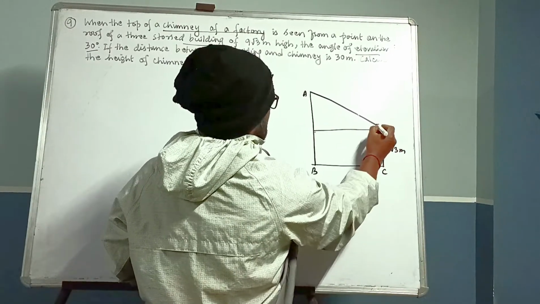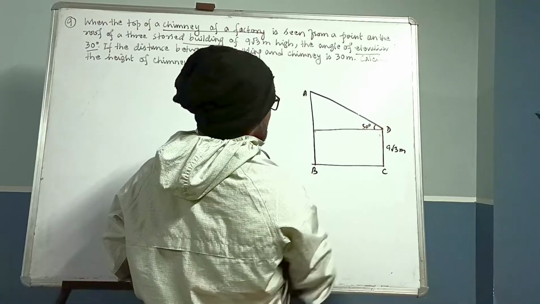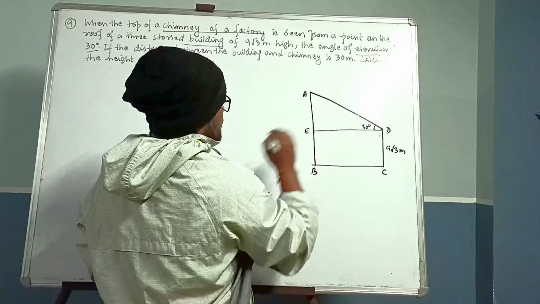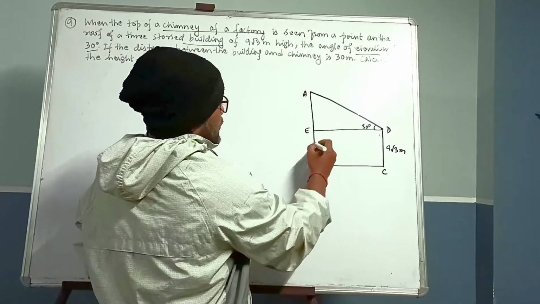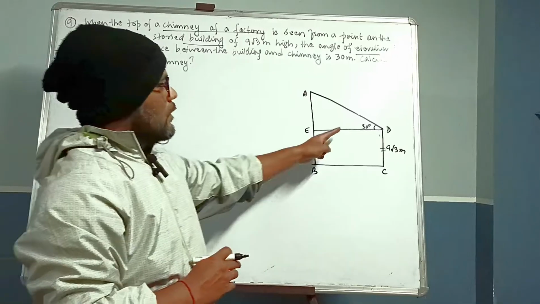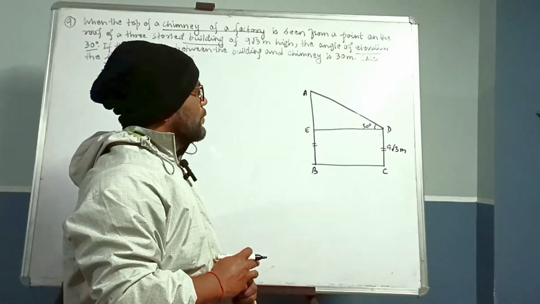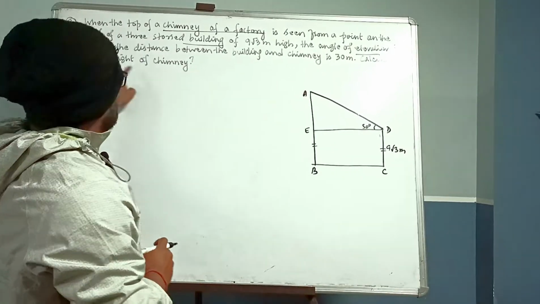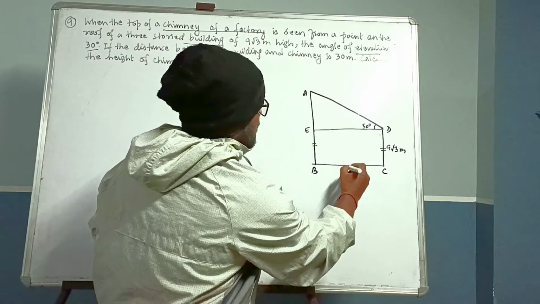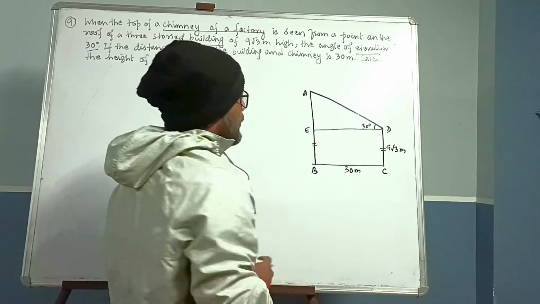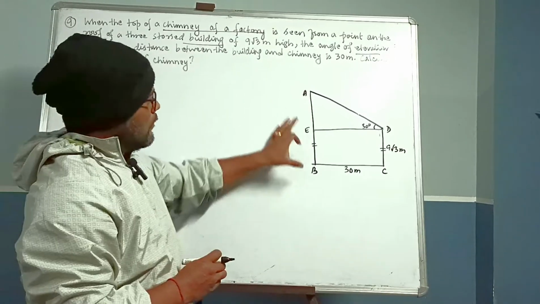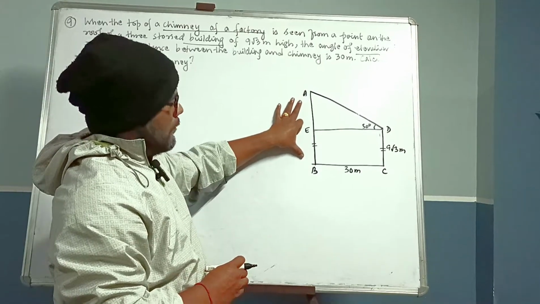Okay, so this is your 30-degree angle. Clear? So when you construct D, just make it DE, where these two are parallel lines and these two are parallel lines. Calculate the height of the chimney. Before that, the distance between the building and the chimney is 30 meters. Clearly, you are supposed to find the height of the chimney, so you are supposed to find the value of AB.